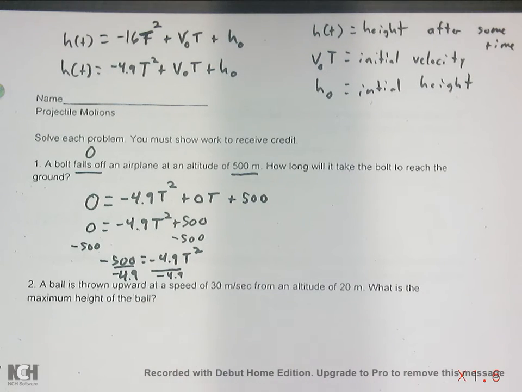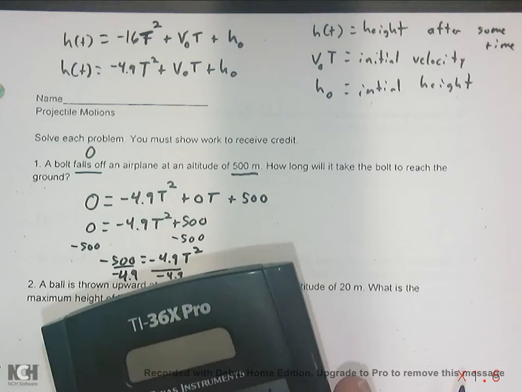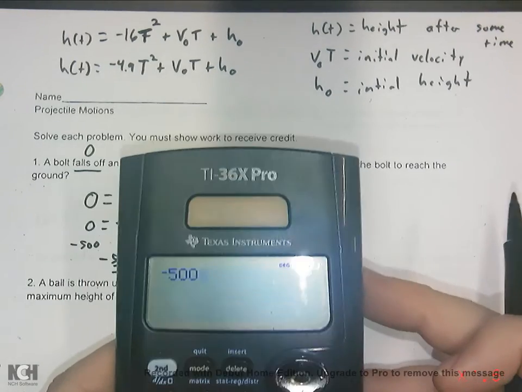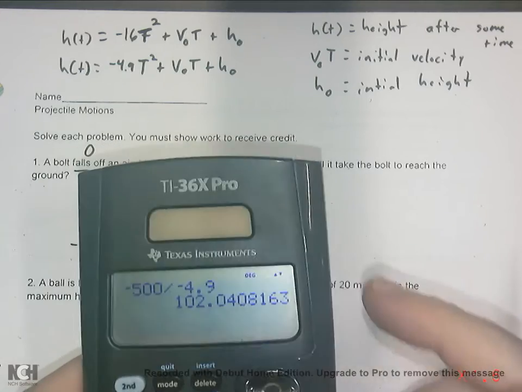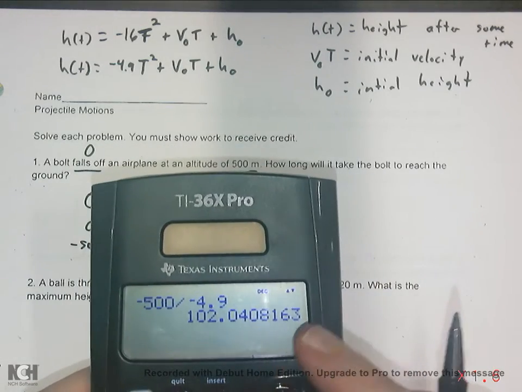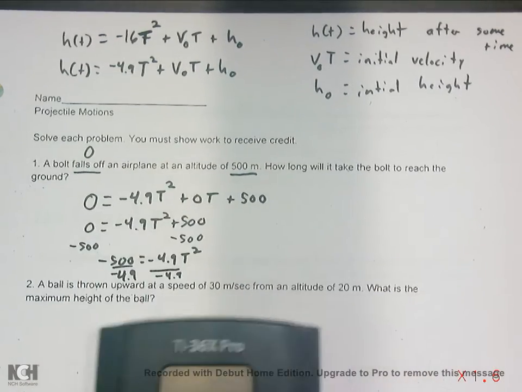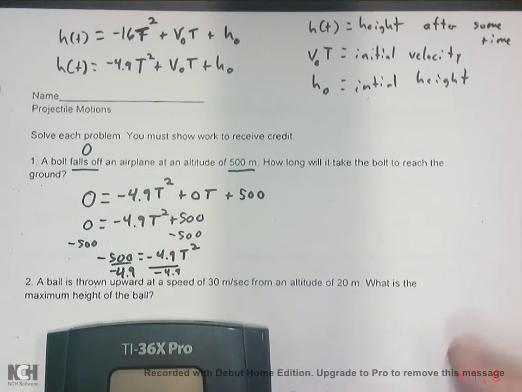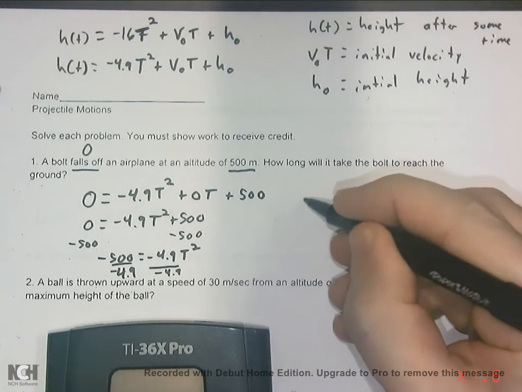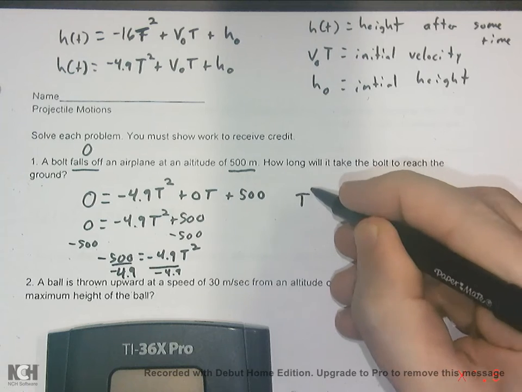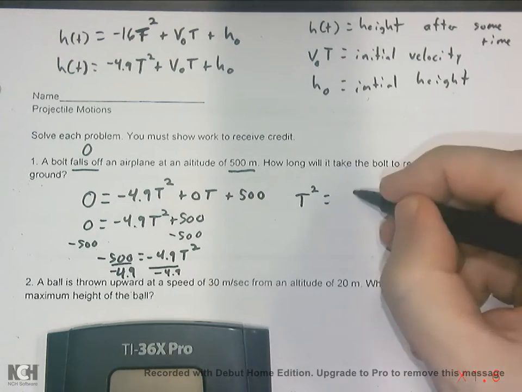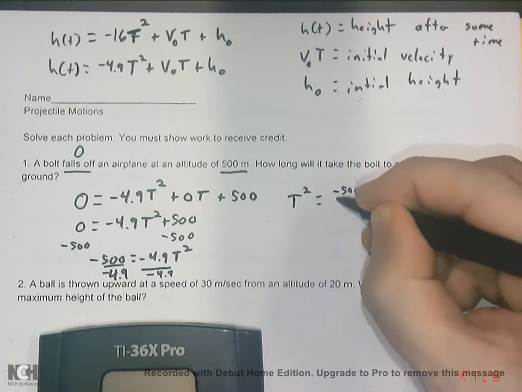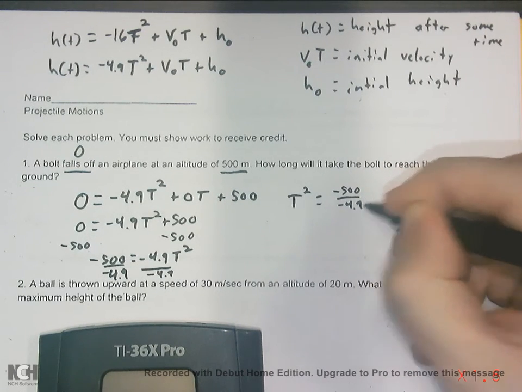Okay, so negative 500 divided by negative 4.9 is 102.048 and so on. I'm going to keep that in here, and I'm going to have t squared is equal to, and I'm just going to write this as the fraction that it was here, so negative 500 over negative 4.9.